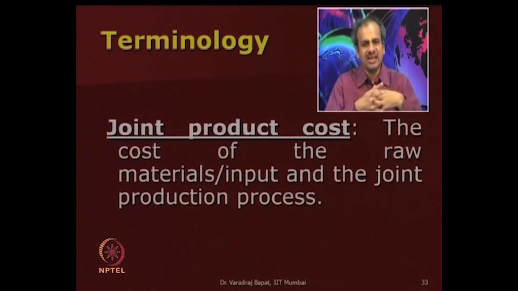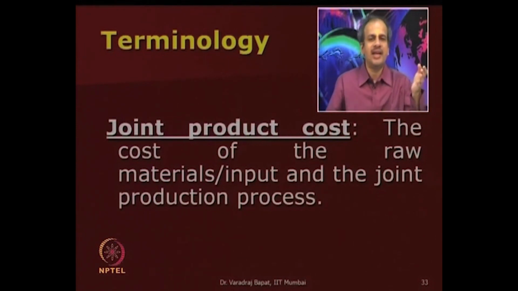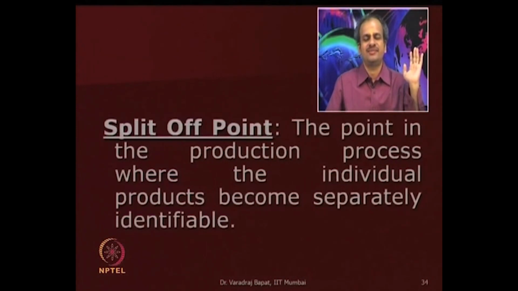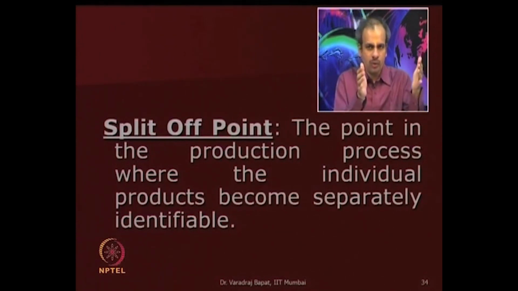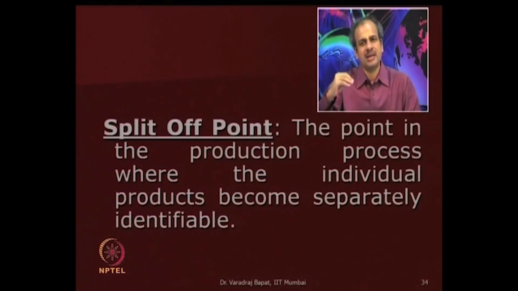The costs which are incurred for that joint process before the split off point are considered joint product costs. The split off point is that point where those individual products can be identified and separated. So up to that point you have one process, from there the two or three products become separate and some more processing may be done. That point is called the split off point.